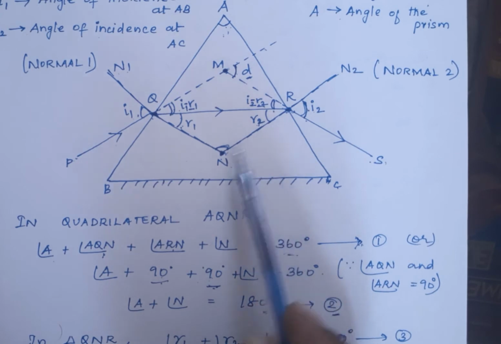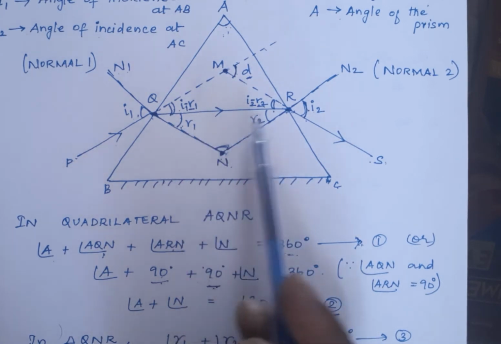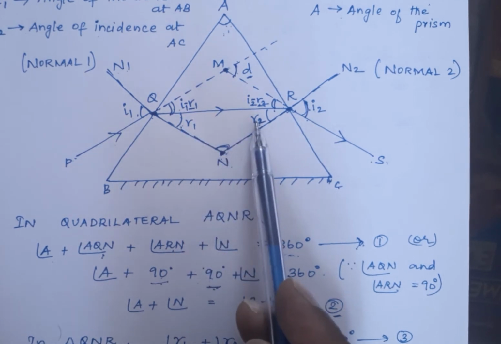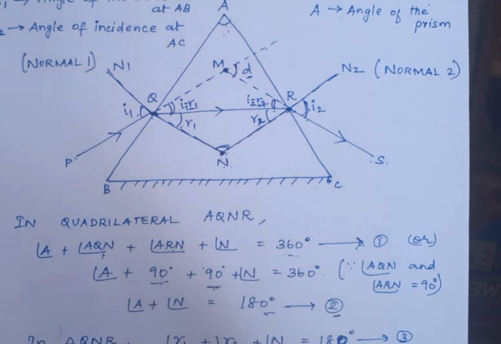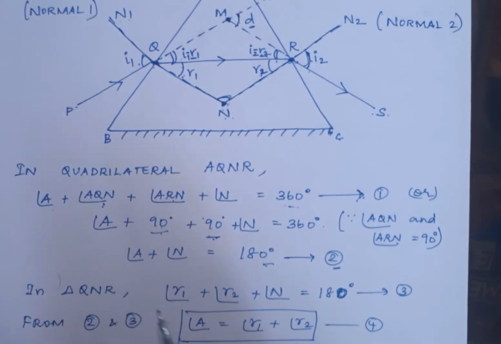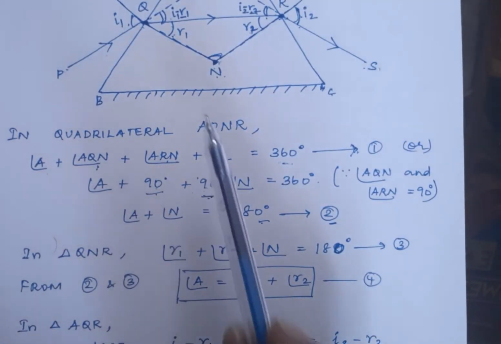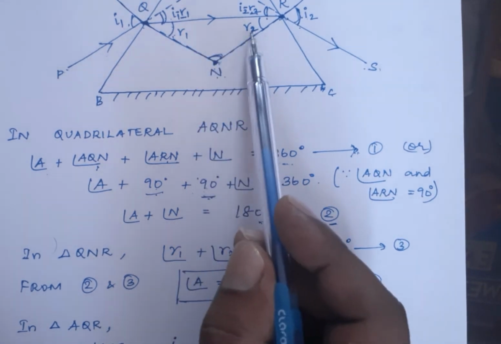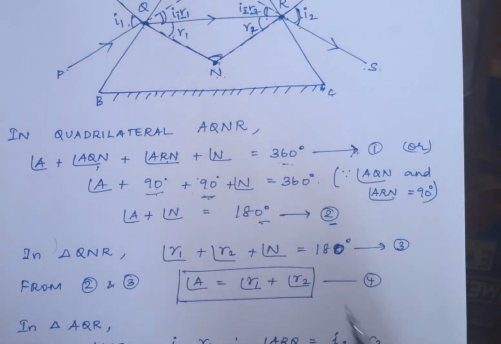QRN is a triangle which constitutes an angle of 180 degrees. That is, angle R1 plus angle R2 plus angle N equal to 180 degrees. In the triangle QNR, so QRN is a triangle. In this triangle, R1 plus R2 plus angle N equal to 180 degrees.